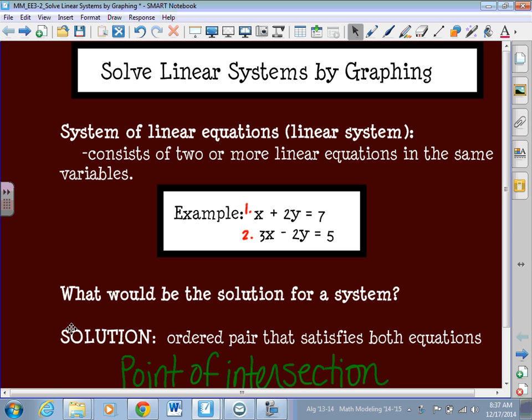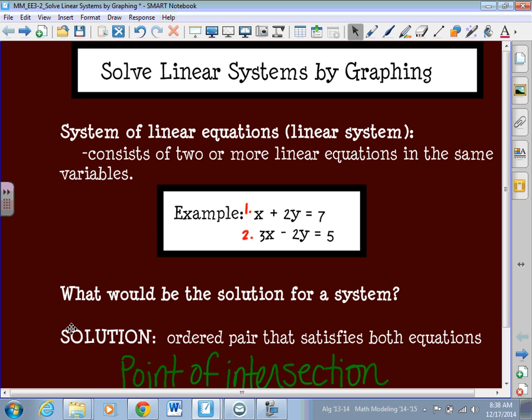So go ahead and title your paper, Solve Linear Systems by Graphing, and write down our first definition. A system of linear equations, or we call them a linear system, consists of two or more linear equations in the same variables, meaning we are only going to be seeing x and y variables for the next few days. So go ahead and jot down example.